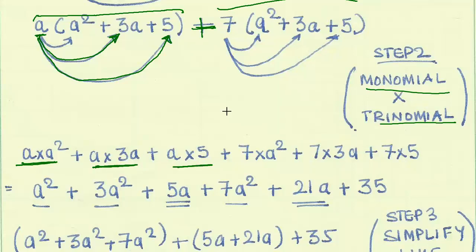Okay, now similarly, let us simplify this also by opening up the braces and multiplying this 7 by a square. So you get 7 into a square. Then we multiply 7 by 3a. So this is what we have over here, 7 times 3a. And then this 7 is to be multiplied by 5. So this is what we do over here, 7 times 5.